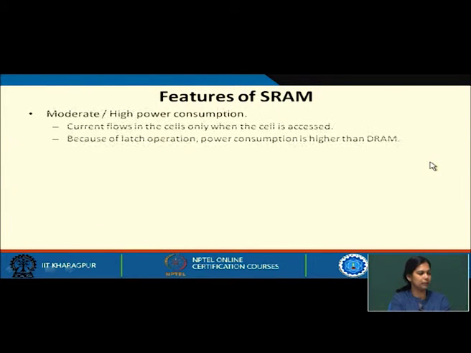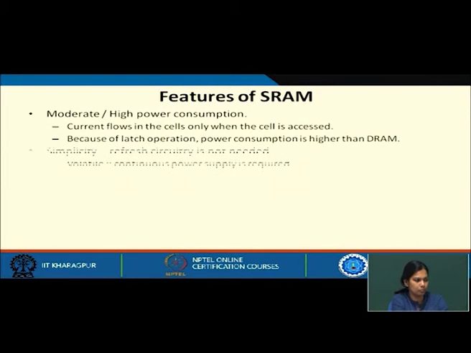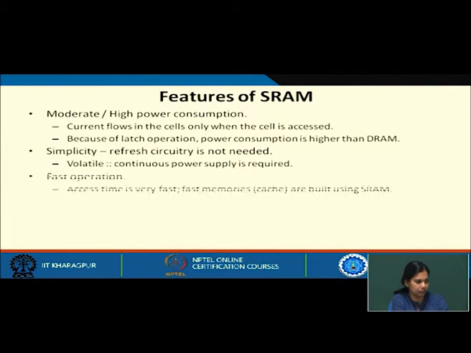Let us see some features of SRAM. Here the current flows in the cells only when the cell is accessed. This is a CMOS cell property. Because of this latch operation, power consumption is a little higher. What is the simplicity? No refresh circuitry is required. It is of course volatile, but as long as power is supplied to it, you need not do any kind of refresh.